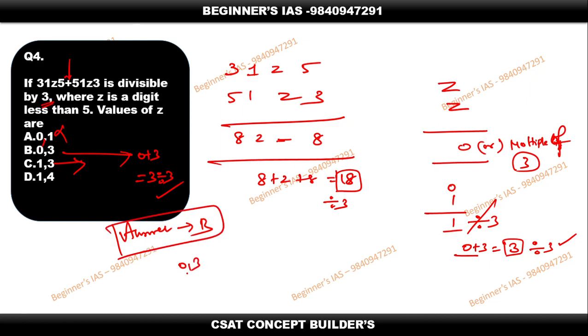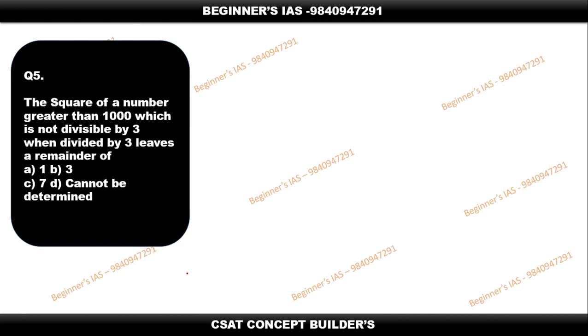Yes, UPSC is giving this kind of simple questions. If you go through 2020, 2021, you will be able to see. Okay, now let us move on to question number 5. The square of a number greater than 1000 which is not divisible by 3, when divided by 3, leaves a remainder. You need to identify that remainder.